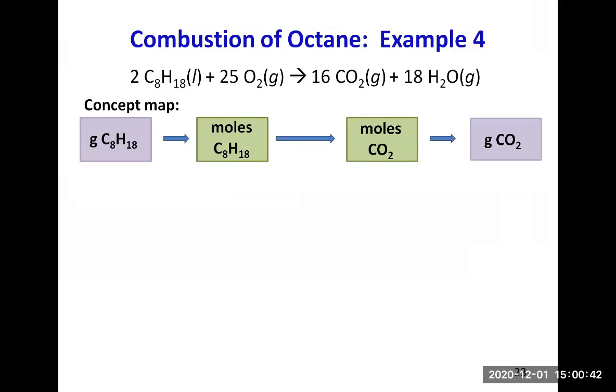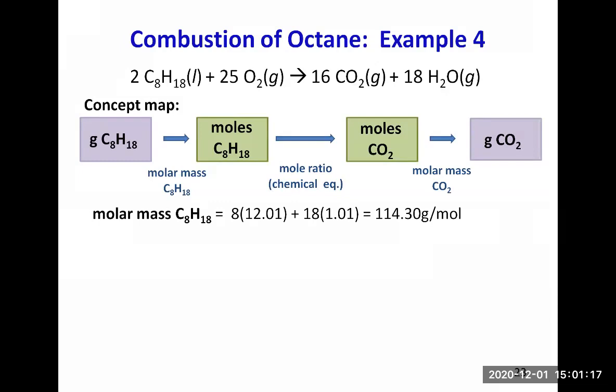So for the first step, from grams of octane to moles of octane, we will need the molar mass of octane. Then when we convert moles of octane to moles of carbon dioxide, we will need the mole ratio that we will obtain from the chemical equation. And it's 2 moles of octane equals 16 moles of carbon dioxide. And then to change the moles of CO2 into grams of CO2, we will use the molar mass of CO2. So let's find out those values.